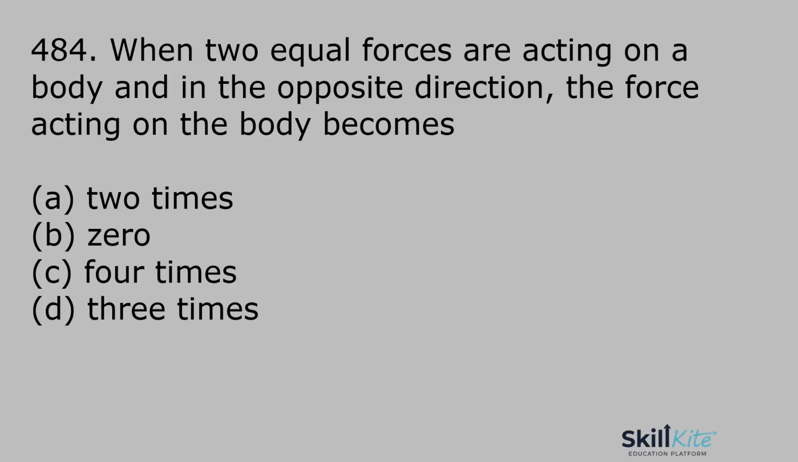When two equal forces are acting on a body in opposite directions, then the force acting on the body becomes zero. Okay, so that is the equilibrium position. Or we can say balanced forces. Both opposite forces balance each other, hence no force acts upon the object.